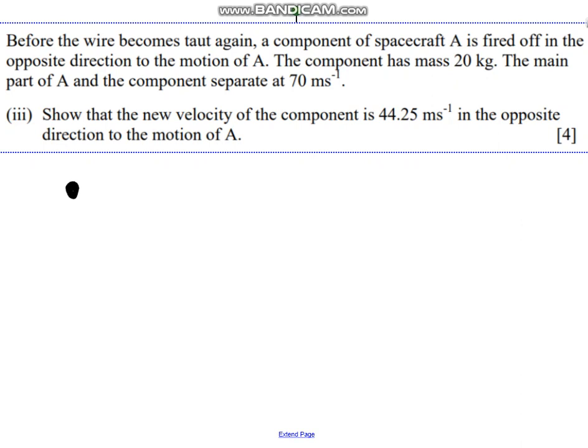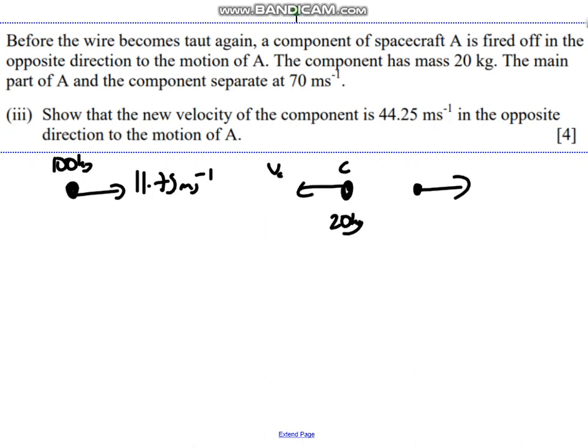So what have we got going on here? To start off with, beforehand, we've got 100 kilos, and that's moving at 11.75 meters per second that way. Afterwards, you've got a component travelling that way, and that weighs 20 kilograms. We'll call that C. That's going to be travelling at what we just have to call VC. And then we've got A. A is now a little bit lighter. A is travelling at VA, and it weighs 80 kilograms.